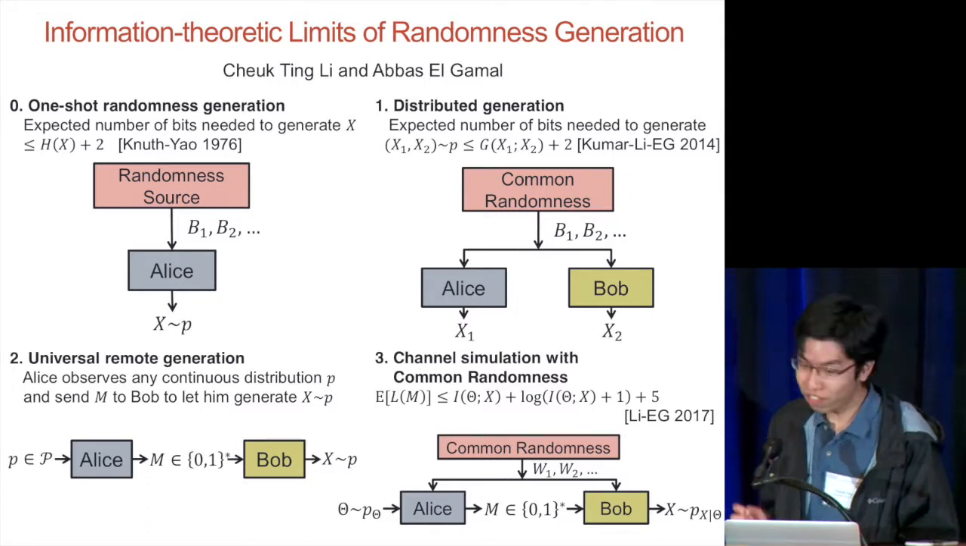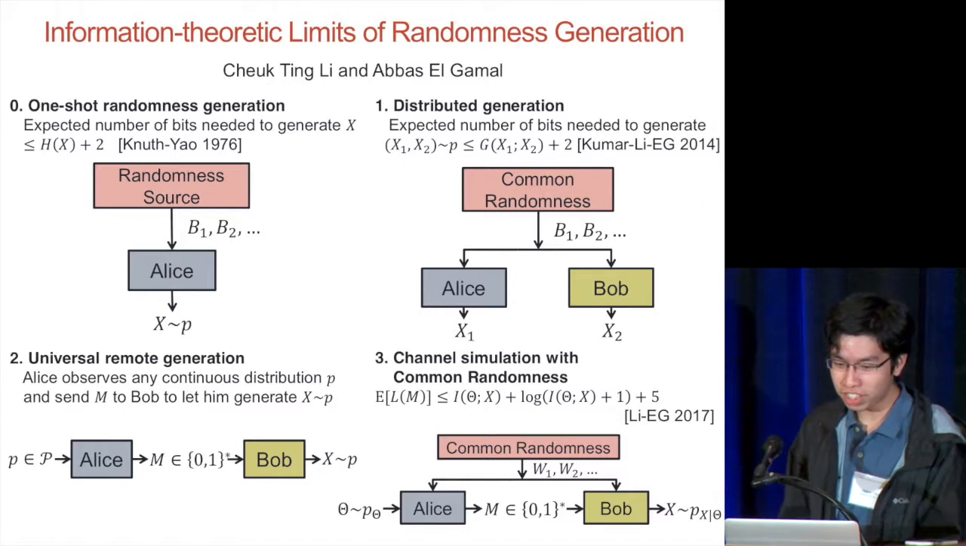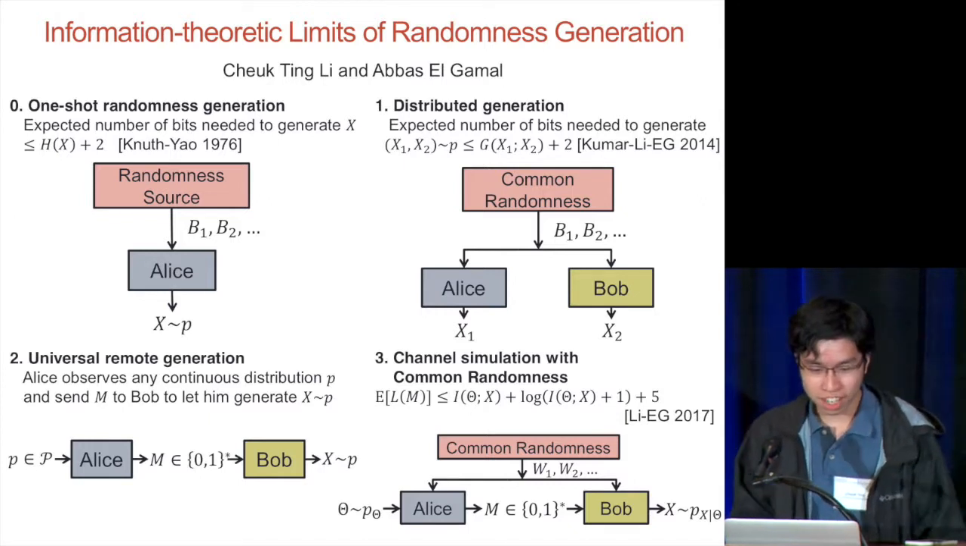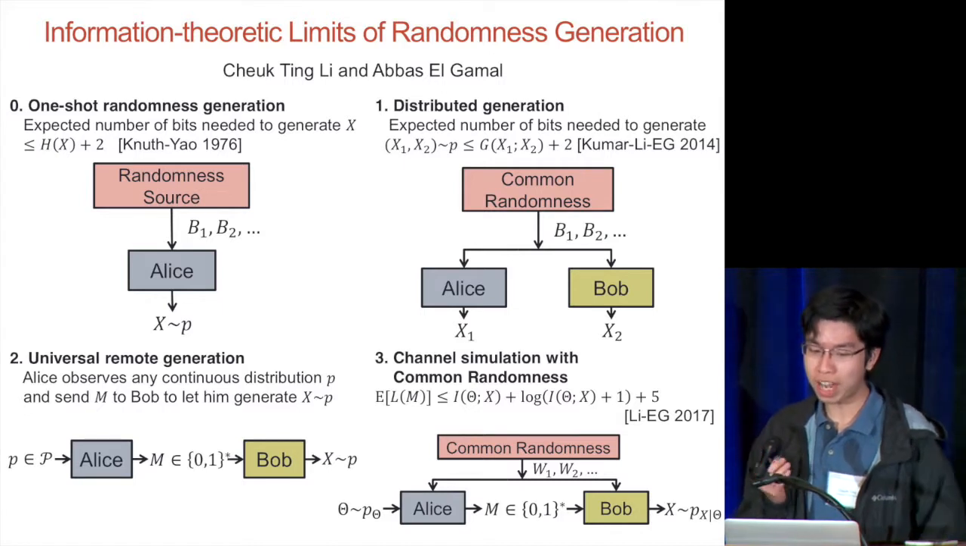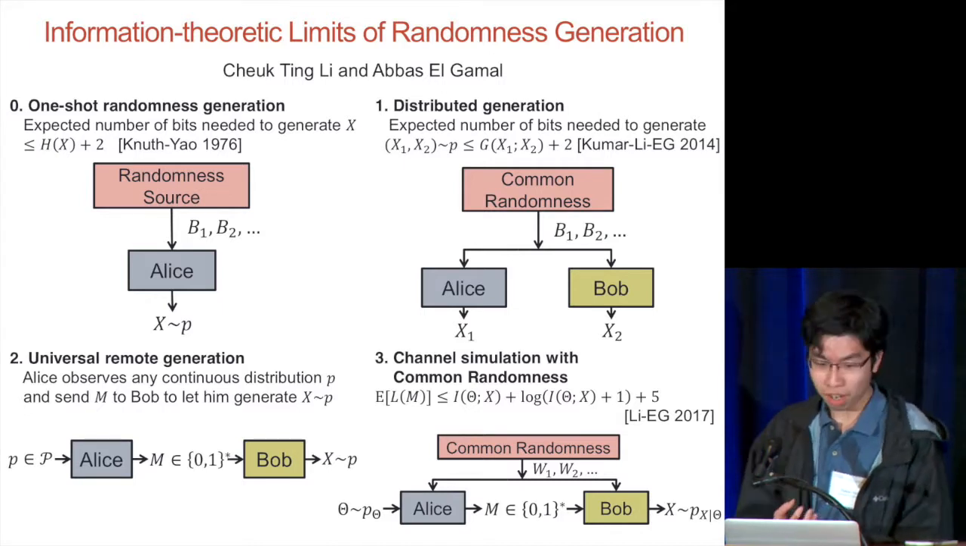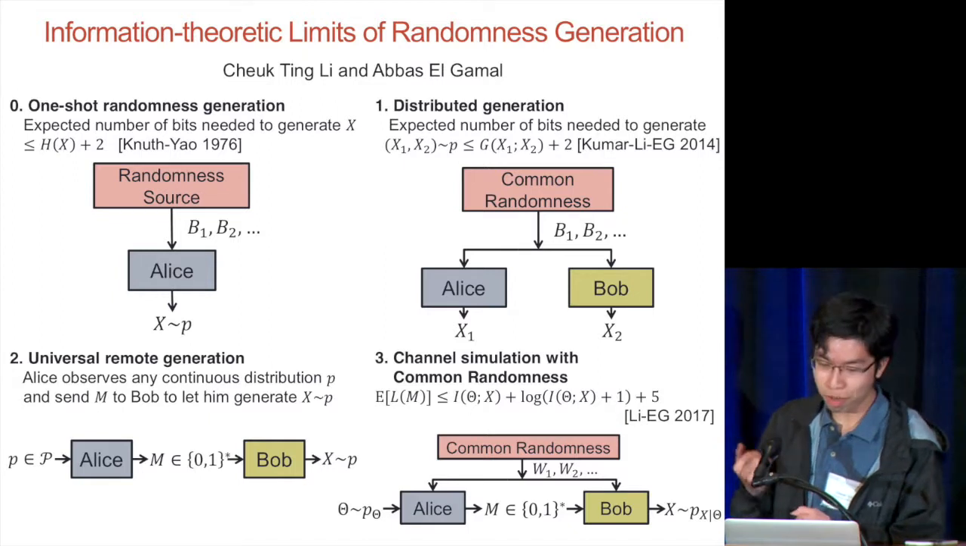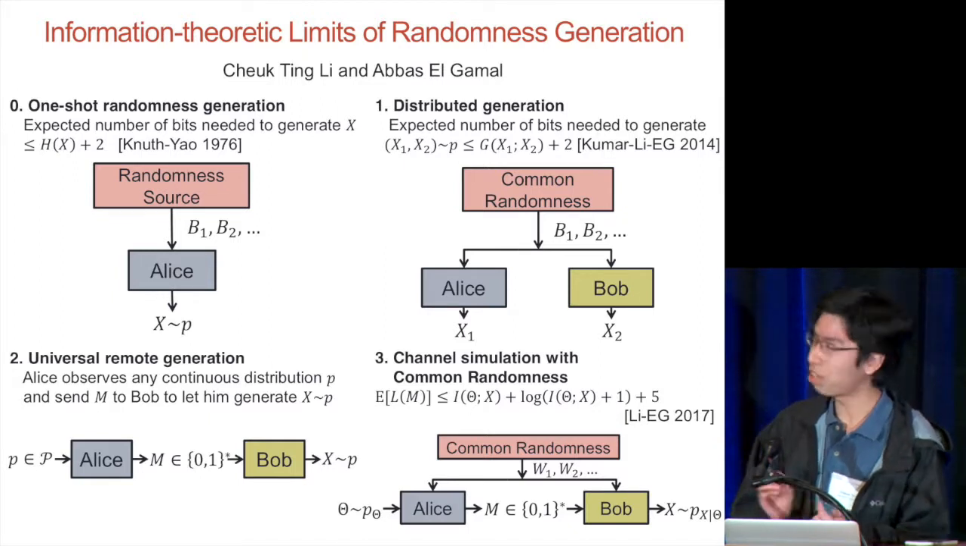My poster is about the information theoretic limits of randomness generation. The classical result by Knuth and Yao states that in order to generate a random variable X, one would need an expected number of random bits upper bounded by the entropy plus 2. We extend this to three settings.